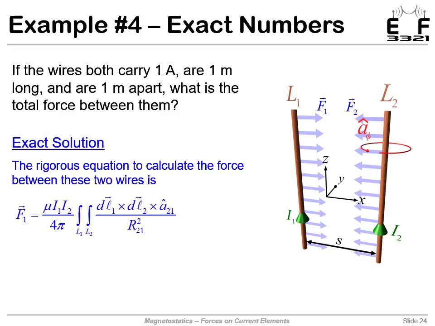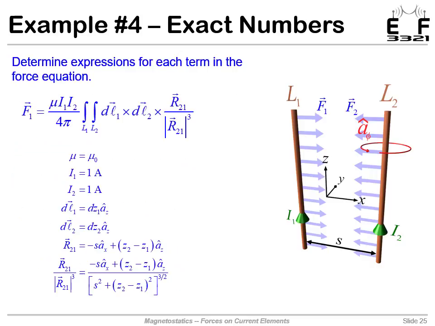So for the exact solution, we actually perform the integration. And so I'm converting this unit vector over r squared to the vector r over the magnitude r cubed. That's something that we did a lot in electrostatics. It's a way that I like to do this. So here's our equation, and we can go term by term. If this is in air, then our permeability is just the free space permeability. Our two currents are 1 amp. Both of our differential lengths are dz in the z direction. And we have an expression for R21.